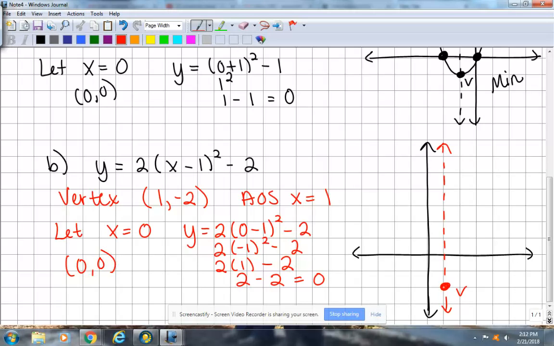So graph 0, 0. How many spaces away is that from the axis of symmetry? 1. So you go 1 space in the other direction. And then you make a U. And then you put arrows on it. And there's your parabola. Is that vertex a maximum or a minimum? A minimum, just in case they ask. Well, it's not exactly the same. The vertex is in a different point.